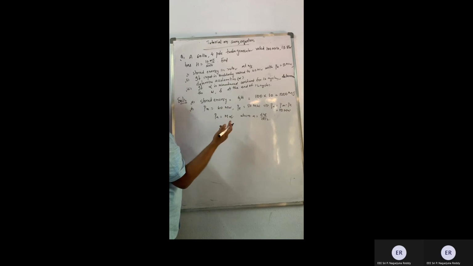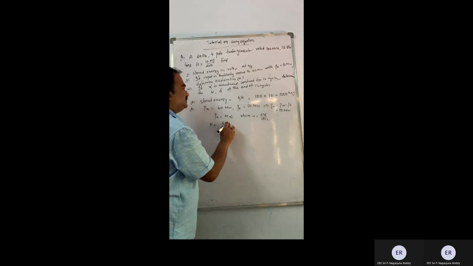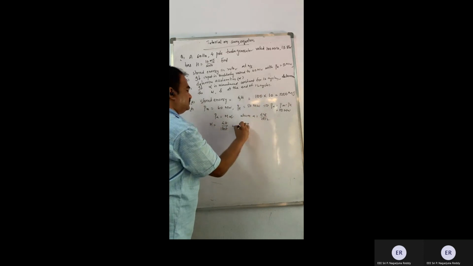So what is Pa? 10. What is M? I don't know. So first of all, M I am supposed to find, isn't it? So what is the M value? GH by pi f. This is the formula, isn't it? It is GH by pi f. If you want to use it in degrees, then I am supposed to go for 180. This will be in terms of electrical degrees. So let us go with electrical degrees now. So what is GH? I have already multiplied. This is 1000, this is 180. Frequency is 50, isn't it?